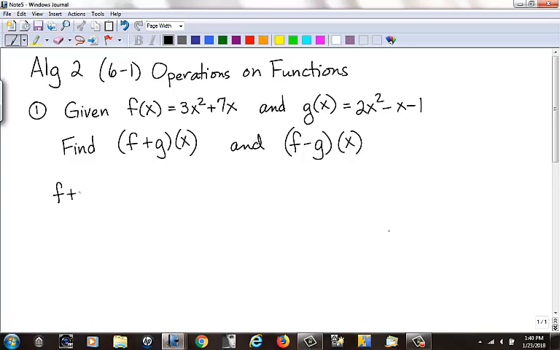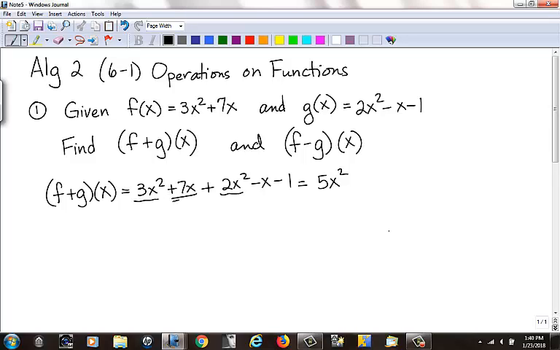So f plus g of x. They're just wanting you to add those 2 functions. So 3x squared plus 7x plus 2x squared minus x minus 1. So combine like terms. Combine the ones that have the same variable, same exponent. You do have to look at the sign in front. So we'd end up with 5x squared. Remember, when you add apples to apples, you get apples back. So that exponent's not changing. And then look at the 7x and the minus x. So that'd be plus 6x. And then minus 1's all by itself. So 5x squared plus 6x minus 1. You agree with that? Check my arithmetic.